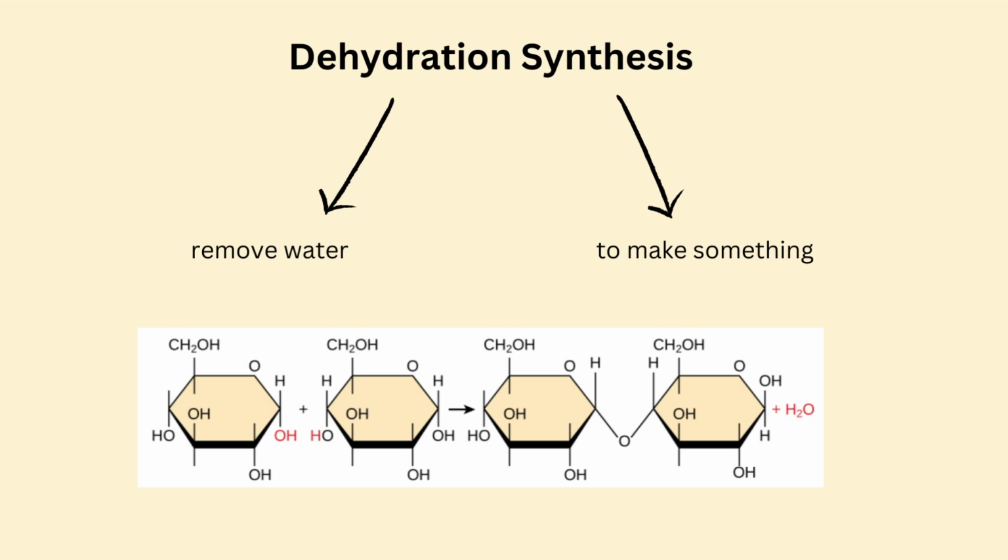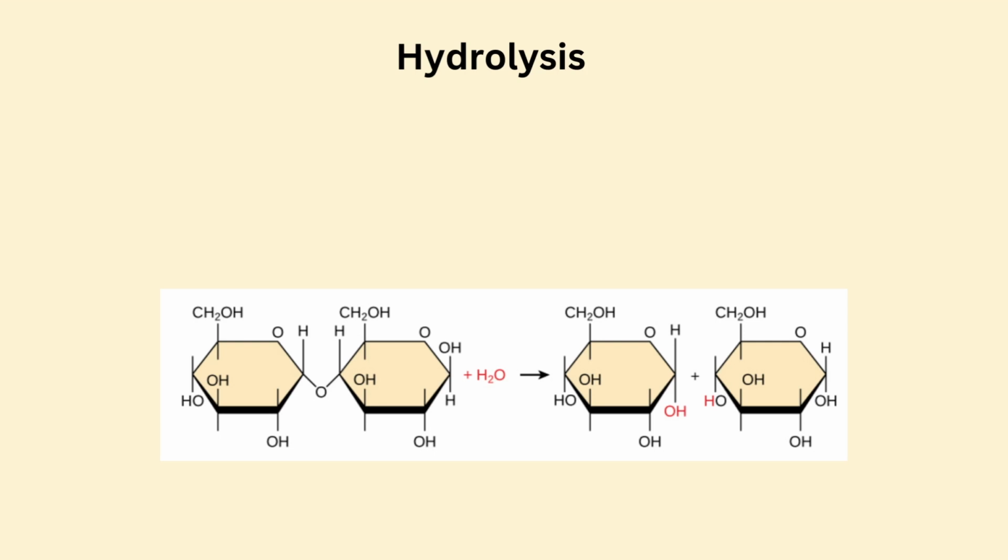If we wanted to break the carbohydrate chain back to its saccharide units, all we have to do is add the water back. This is called hydrolysis. Hydro refers to water and lysis means to break something. We're adding water to break the polymer. In this case, the saccharides break the bond between them and the carbohydrate chain breaks.